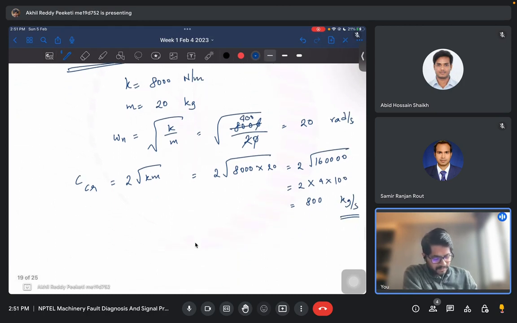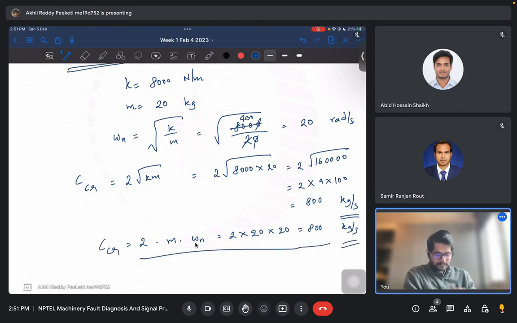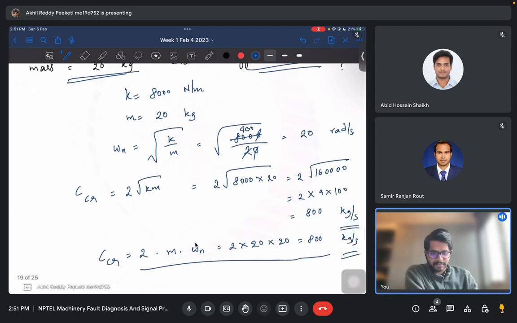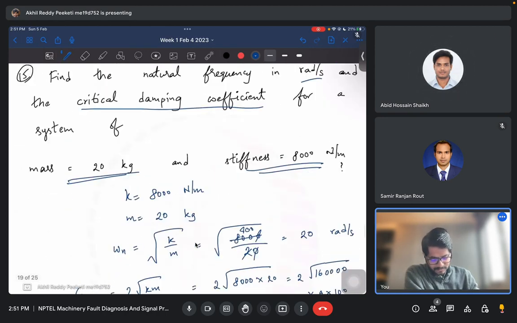So is there a different formula with which we can derive this? You can also use 2 into mass into omega n. So 2 into 20 into 20, 800. So any of these two formulas you can use for the critical damping. It's up to you based on what are the given conditions. The main thing you need to remember is if they say critical damping coefficient, that means the damping factor is 1.